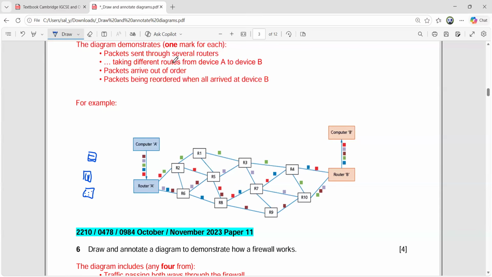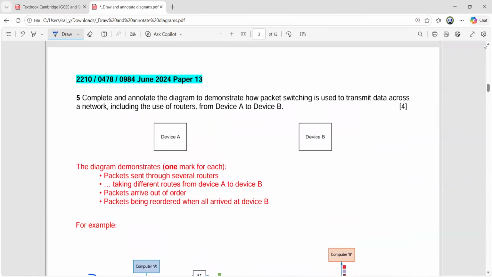And if you have written these keywords above it, like packets are sent through several routers, that's perfectly okay. And then taking different routes, packets are arriving out of order, that is also perfectly okay. So if you have made three patterns and you have shown them reaching out of order, and then you are just saying that they are being reassembled or reordered, that's perfectly okay, and you will be definitely awarded 4 marks.